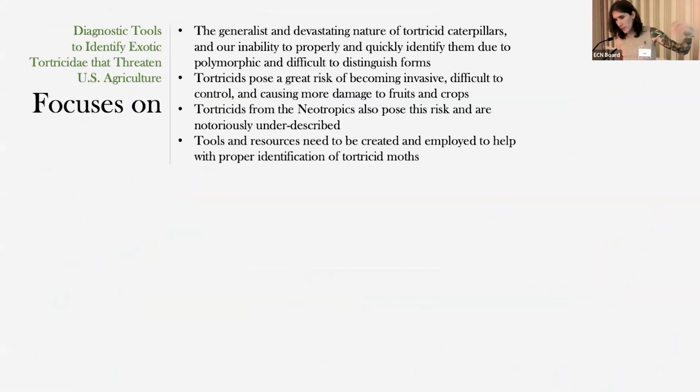And so, kind of summarizing where we're at right now, right? The generalist and devastating nature of these things and our ability to properly identify them really calls for some sort of action, right? They pose a great risk of becoming invasive, and it's very difficult to control these things without further damaging our own environment, right? We have to be very particular about the methods and what kind of feeding strategies they're employing to take care of them. And the ones from the neotropics are notoriously underdescribed.